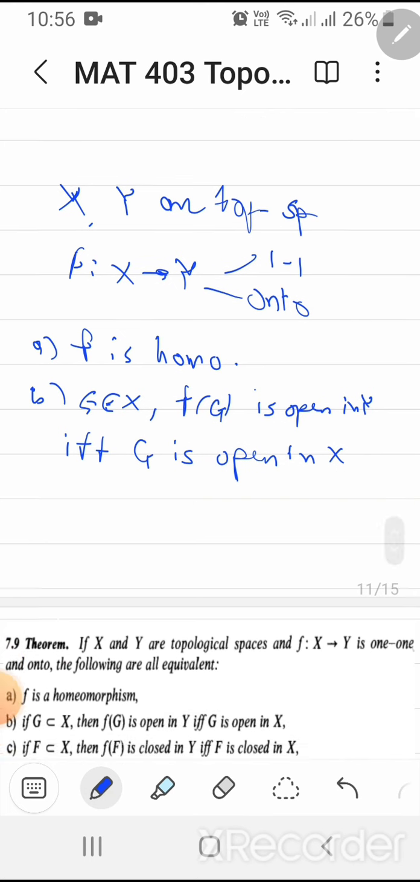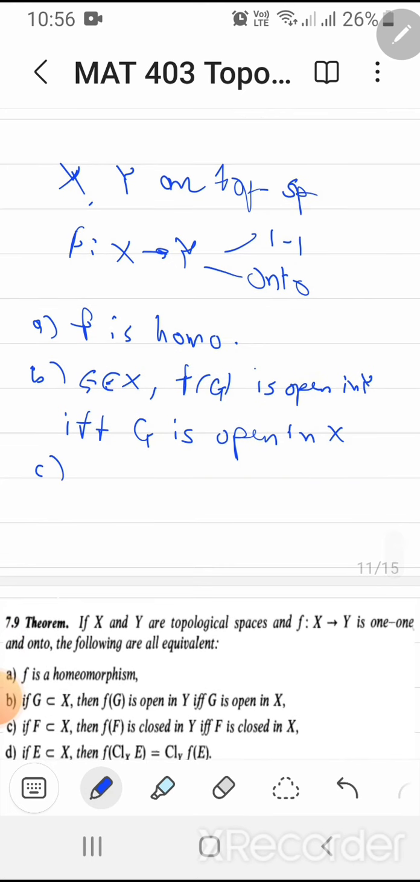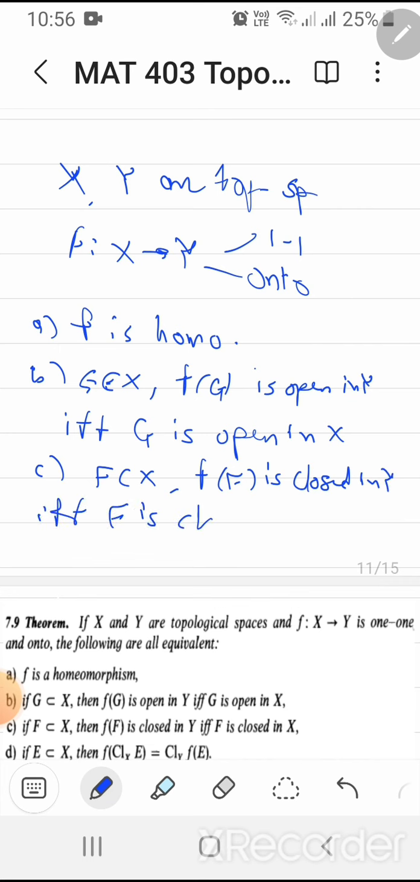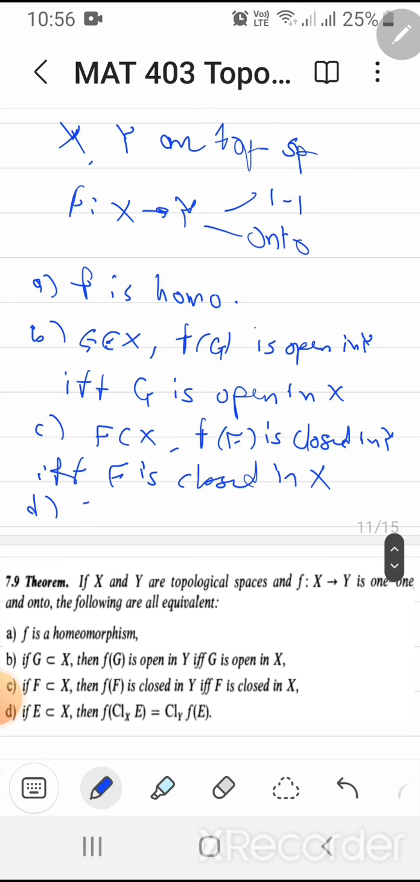Next, the third condition: if F is a subset of X, then f of F is closed in Y if and only if F is closed in X. And the last, fourth condition: if E is a subset of X, then f of the closure of E over X is a subset of the closure of f of E over Y. Okay, let's see the result.